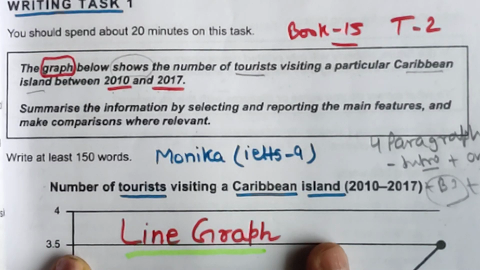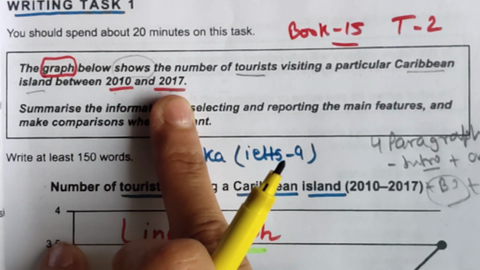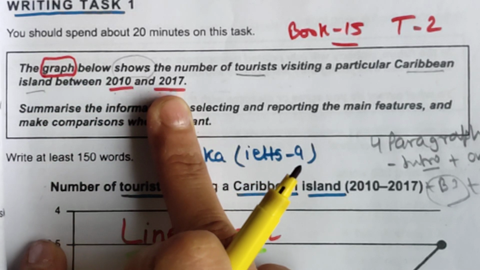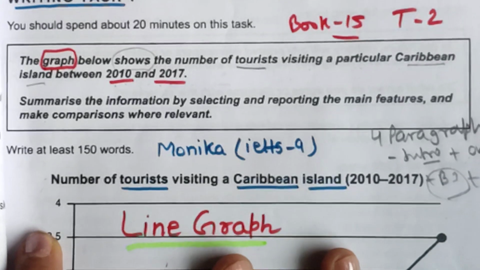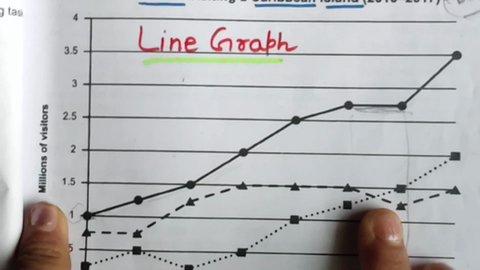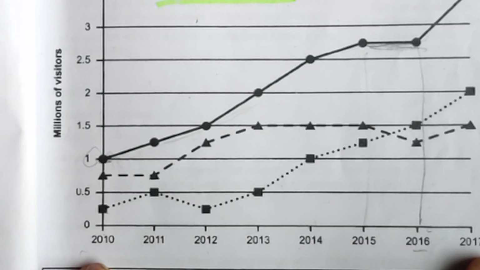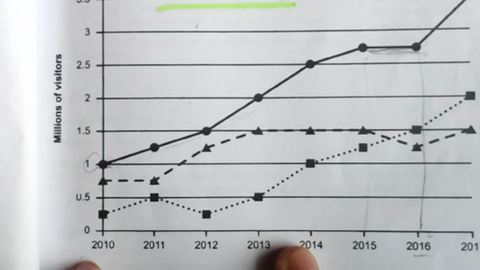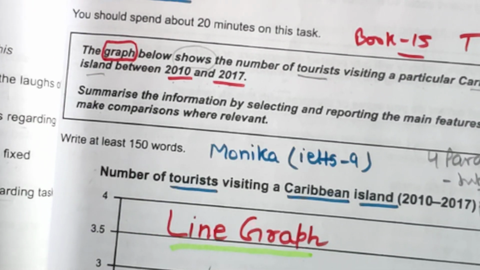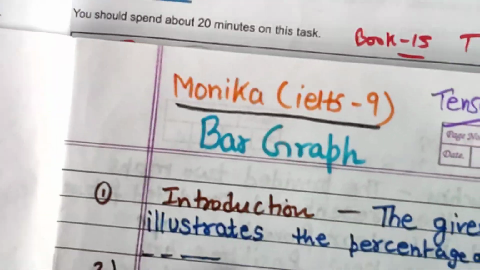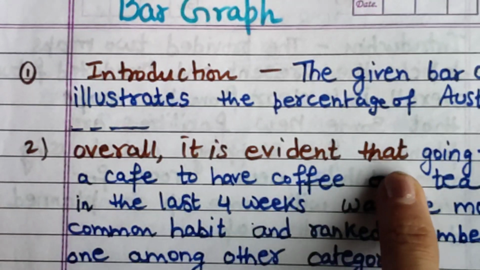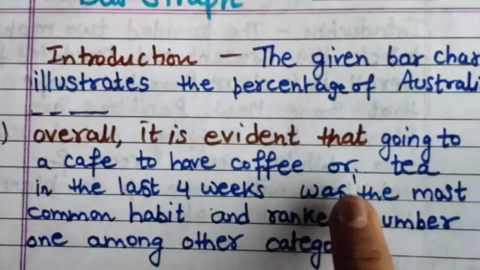Now this is a line graph. You can see the years are given, from 2010 to 2017. It means everything will be in past tense when we describe body paragraph 3 and body paragraph 4 for this line graph. So many years are given, everything will be in past tense. But as I told you, definitely in the introduction you will be using simple present tense, and here also this same line will come, and here you will be writing past tense.